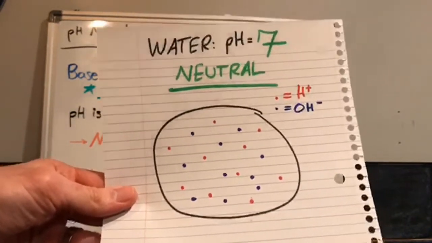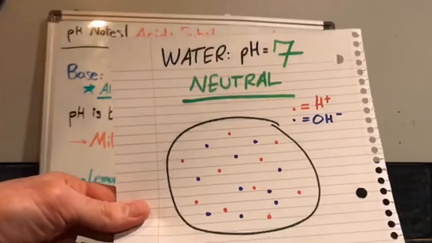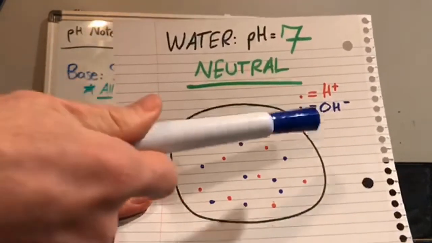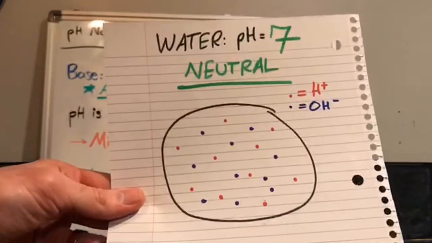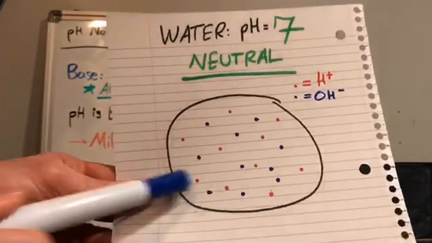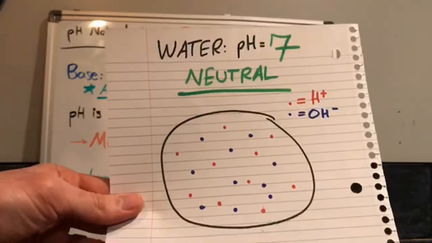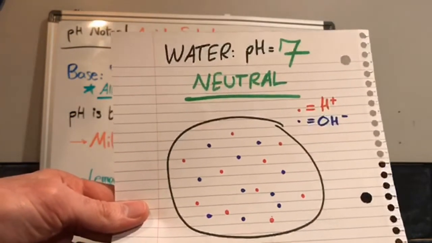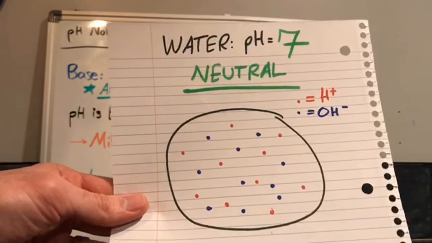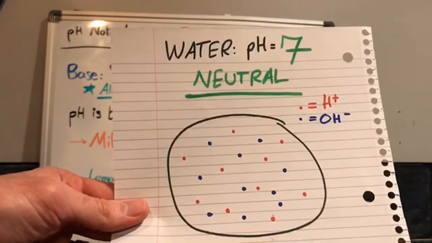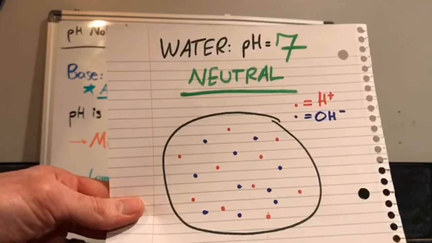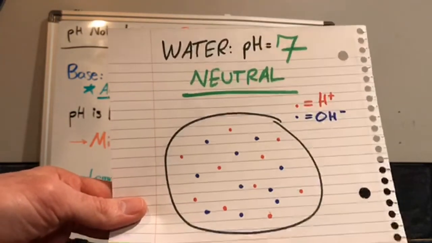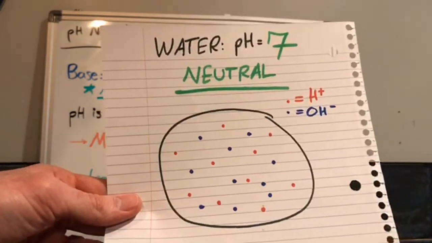For instance, water is a pH of 7 and is completely neutral, but that doesn't mean it has neutral particles. It just means that the H plus and the OH minus are in perfect balance. In my little picture, I've got 10 red H plus dots and 10 blue OH minus dots. You can see that there's no extra H plus, there's no extra OH minus. They're in perfect balance. So that is known as a neutral substance.